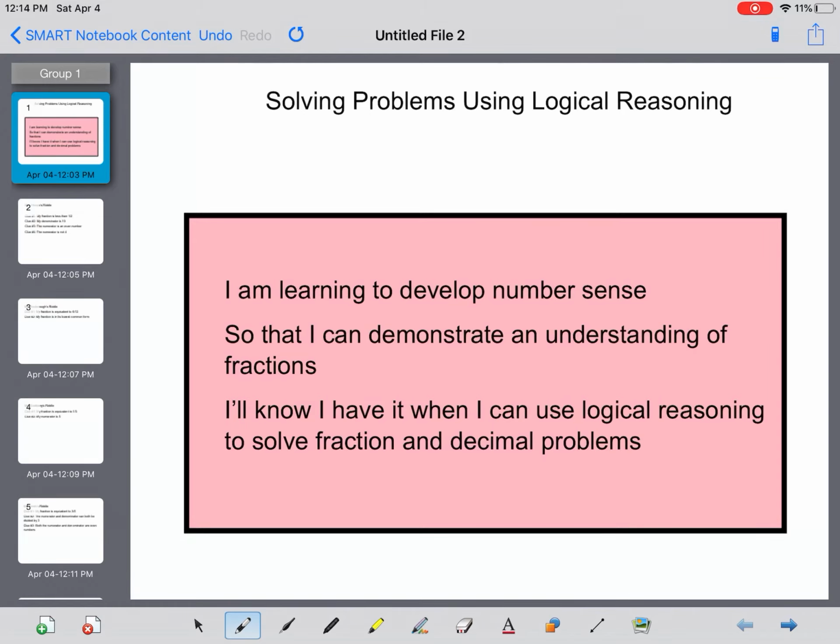Today's title is Solving Problems Using Logical Reasoning, and our learning intentions and success criteria are: I am learning to develop number sense so that I can demonstrate an understanding of fractions. I'll know I have it when I can use logical reasoning to solve fractions and decimal problems.